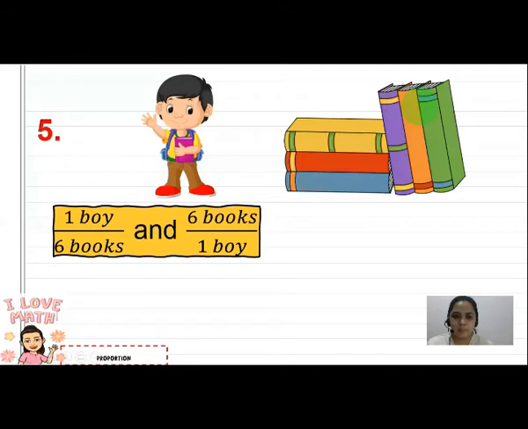Okay, let's have number 5, the ratio of 1 boy over 6 books and 6 books over 1 boy. Is this proportional or not proportional? P or NP?